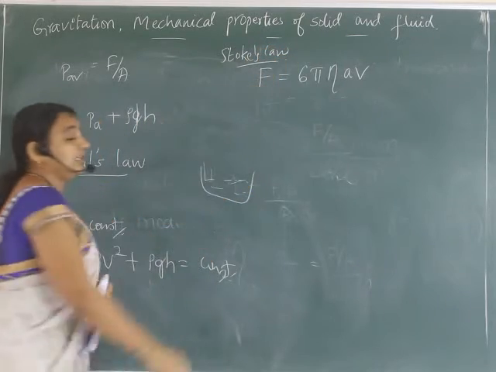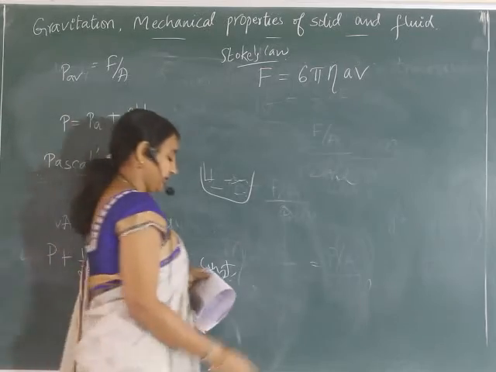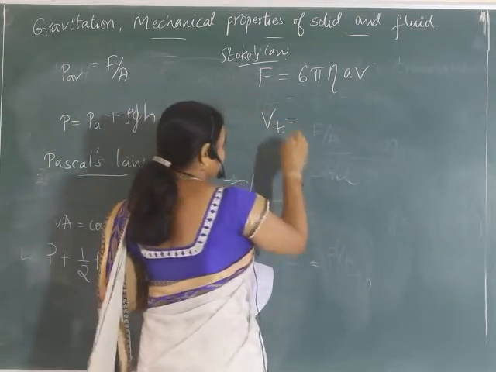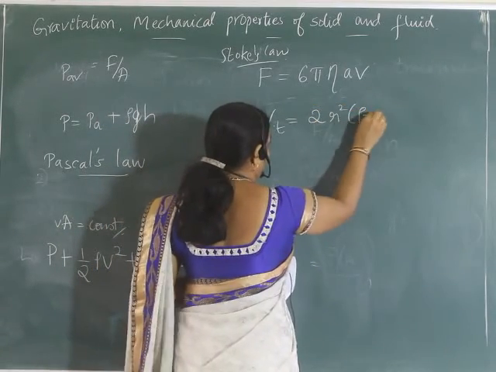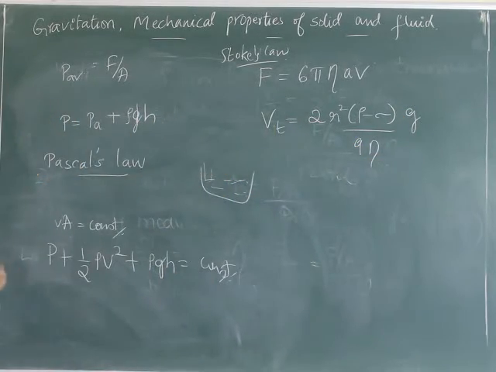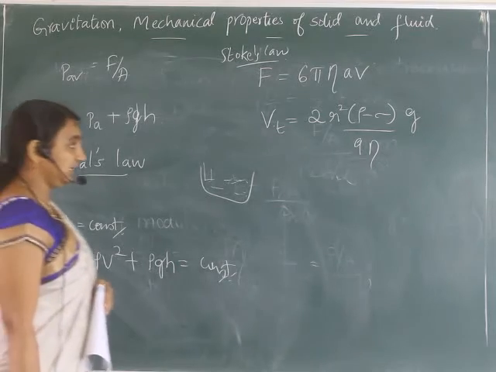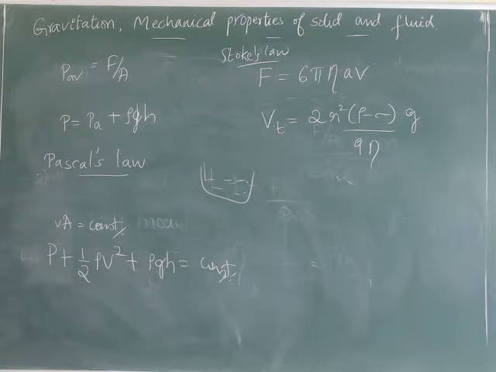After Stokes' law, the next concept we are moving to is terminal velocity. When the sphere reaches the end, what is the expression for the terminal velocity? This expression you have used in your experiment: v is equal to 2r square (rho minus sigma) g by 9 eta, where rho is the density of the sphere, sigma is the density of the fluid, eta is the coefficient of viscosity, and r is the radius of the sphere. So this is the expression for the terminal velocity.